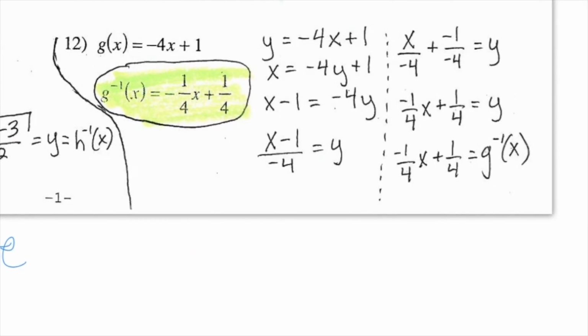And in number 12, we have just a very simple linear function. So this one should go pretty quickly. If we change the places of x and y, once y is in the place of g of x, change those places, and just do the algebra.